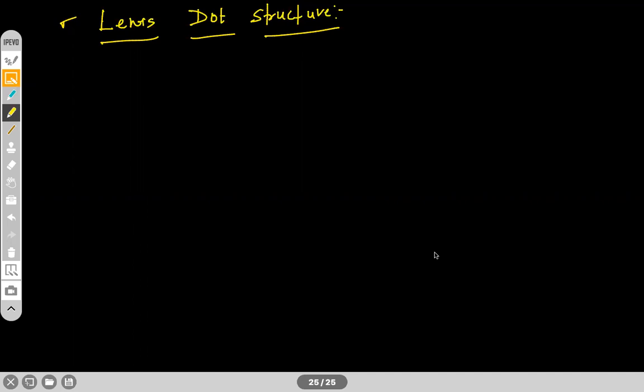Okay, these are the rules we have to follow in order to draw the Lewis dot structure. Main is this. Okay, now in this, there are certain few points that you have to take care of.